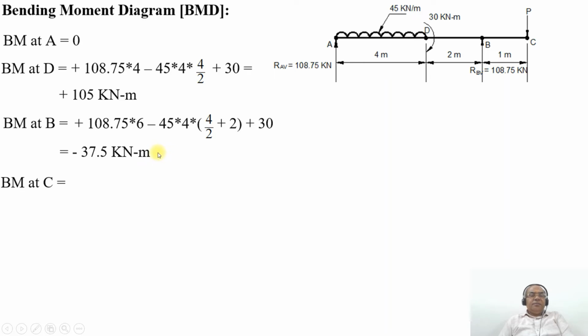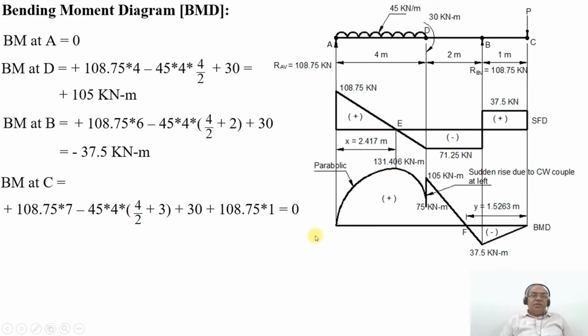BM at the point C will be equal to 108.75 into 7 minus 45 into 4 by 2 plus 3 plus 30 plus 108.75 into 1, which will be equal to 0.